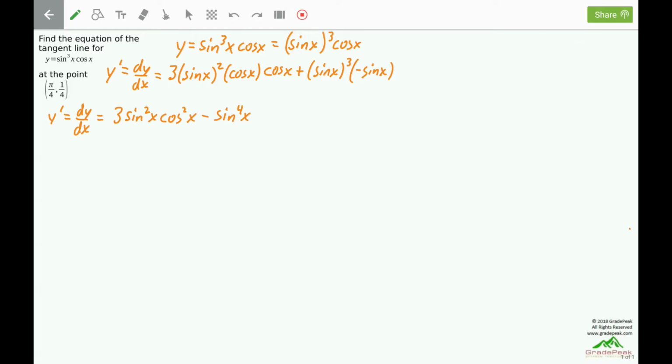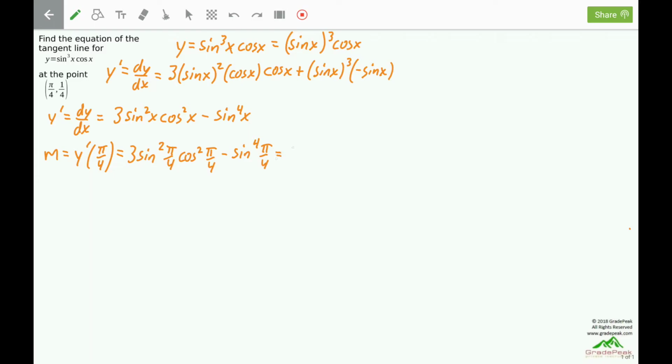The slope is found by evaluating the derivative at the x-coordinate. Now the x-coordinate is pi over 4. So we're going to plug in pi over 4 for all the x's. That will give us 3 times sine squared of pi over 4 times cosine squared of pi over 4 minus sine to the 4th of pi over 4.